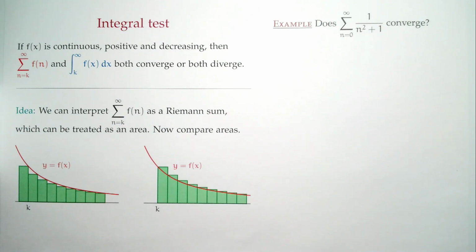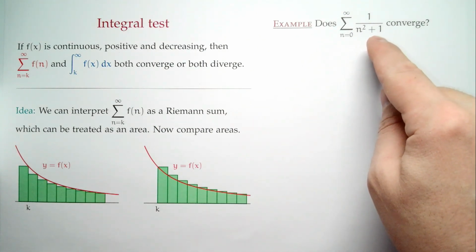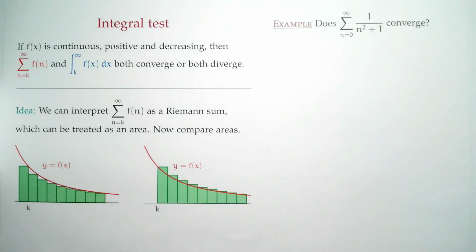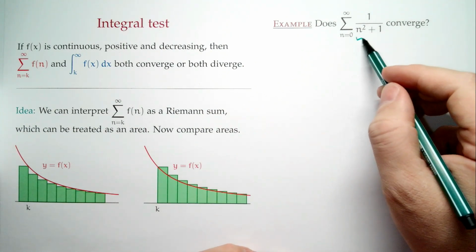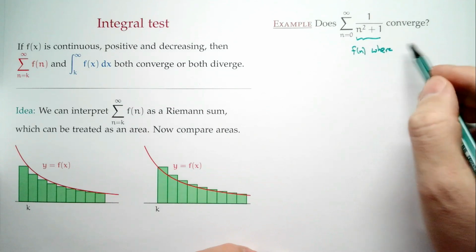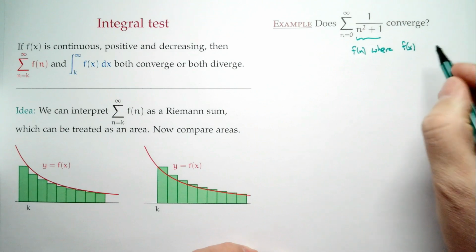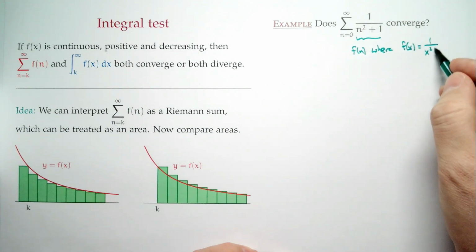Let's ask a question. Does the sum from 0 to infinity of 1 over n squared plus 1 converge? Now, if you use the nth term test, we can see that it goes to 0 because it's 1 over a big number. Okay, so by the nth term test, we don't know. All right, but we have a better test. So we can think of this as f of n, where f of x is what? Well, think of this as where you see an n, put an x. So it's 1 over x squared plus 1.